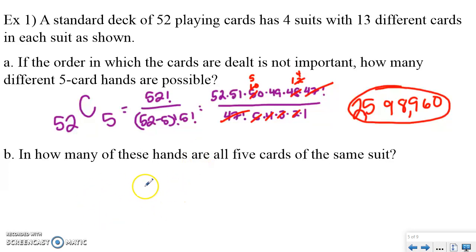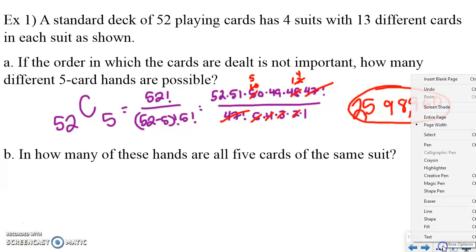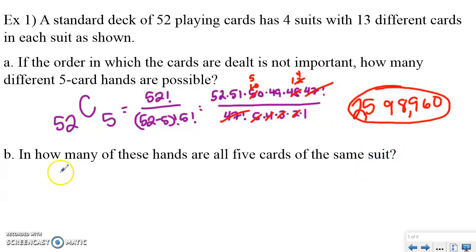So in how many of these hands are all 5 cards the same suit? Okay, this one's a little different because you have to consider how many suits there are. And so if you look at that list that we had, there are 4 suits, and we're going to have 1 suit out of those 4 because we want them to be the same. And then in that suit, there are 13 possible cards to draw, and we're picking 5 total.